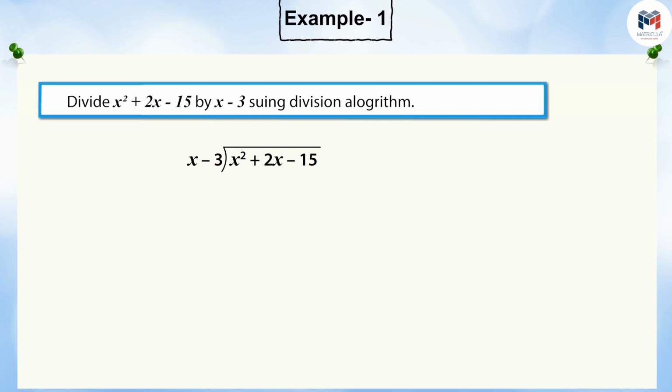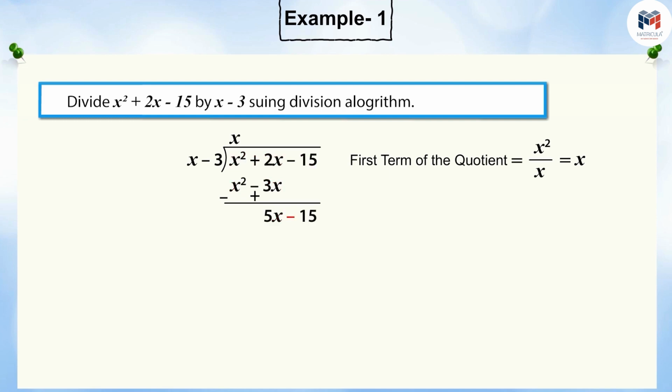In the previous video, we saw that to get the first term of the quotient, we divide the term with the highest power of the dividend, that is, x squared, by the highest power of the divisor, that is, x. This will give x, which is the first term of the quotient. Now, multiply the divisor by this quotient and write it below the dividend. Then, subtract the term written below from the dividend so that the remainder is 5x minus 15, which becomes the new dividend for further processing.